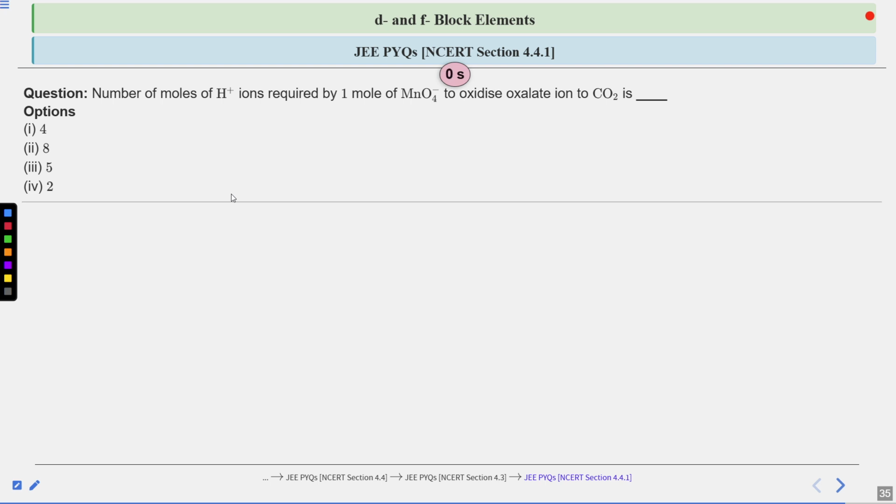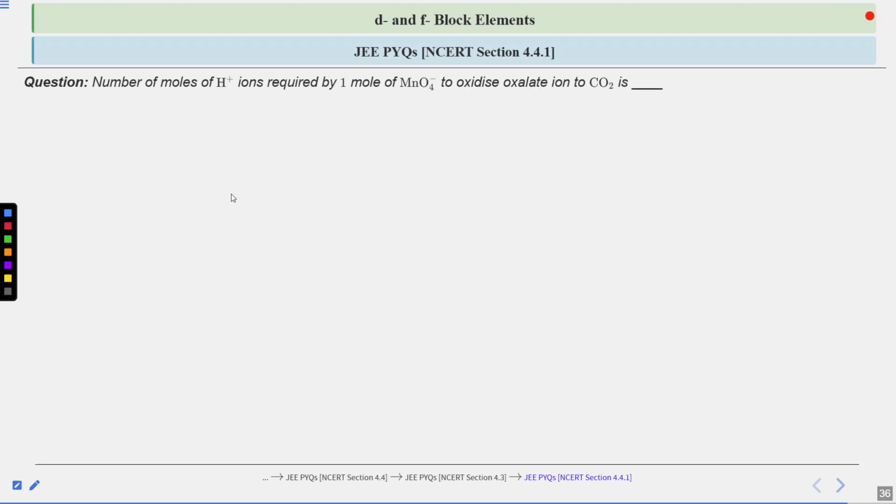Okay, let's see. For this given question, the correct answer is option 2, that is 8. This is the reaction between the MnO4- ion, H+ ions and the oxalate ion. 2 MnO4- plus 5 C2O4 2- plus 16 H+ react to give 2 Mn2+ plus 10 molecules of carbon dioxide after the oxidation of oxalate ion, plus 8 molecules of water.